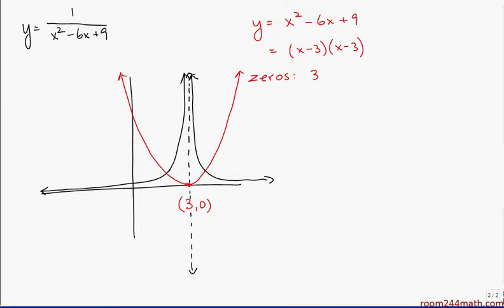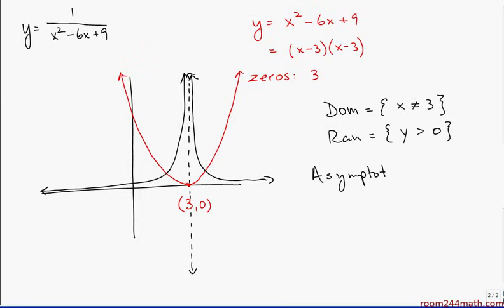And so the domain is simply all values of x not equal to 3. The range, well, we don't have anything below the x-axis, and we have all the y values above the x-axis, so it's y greater than 0. The asymptotes: we have one vertical asymptote at x equals 3, and as always, we have the horizontal asymptote y equals 0.